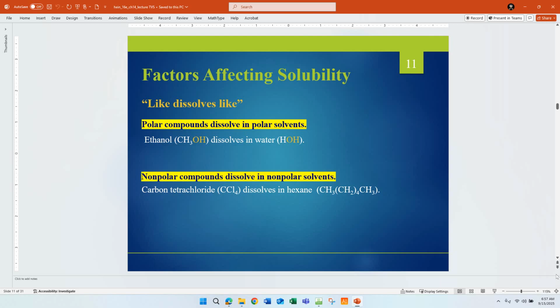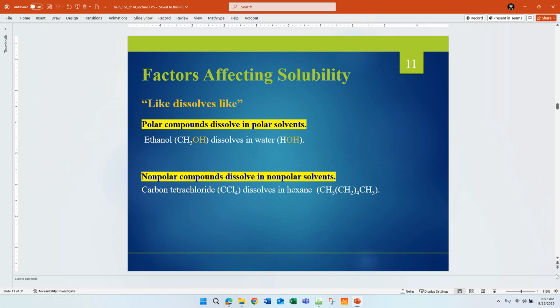Like dissolves like. That's a pretty good statement as far as being true 99% of the time. Polar compounds will dissolve in polar solvents. So water is a polar molecule, and because it is polar, it can dissolve so many things. So ethanol, being a type of alcohol that's just also a liquid, can dissolve in water.